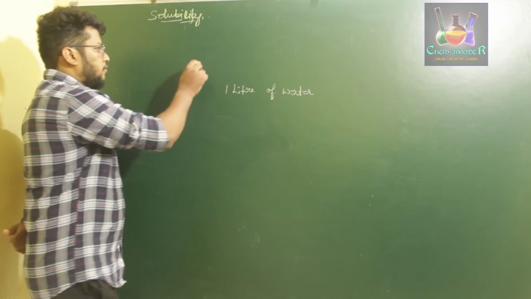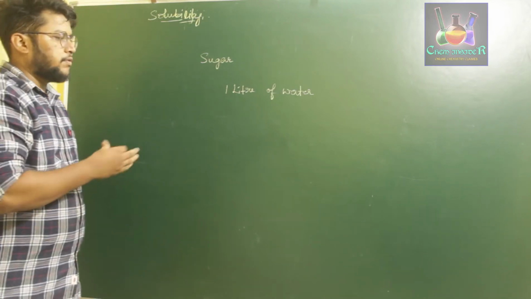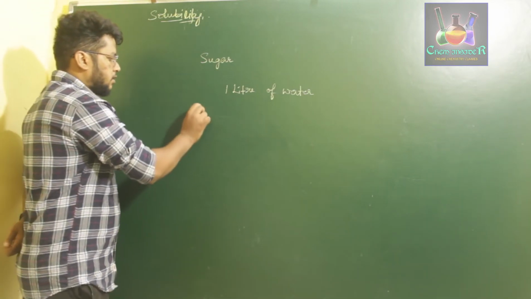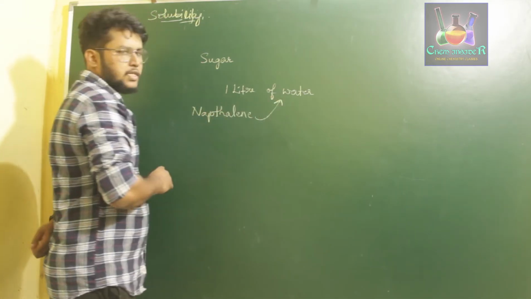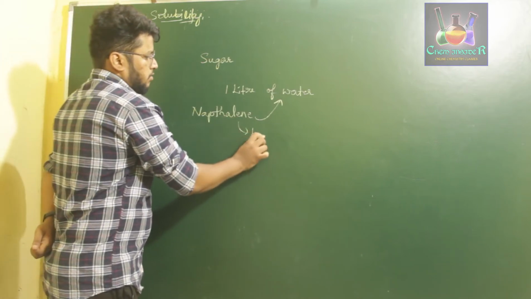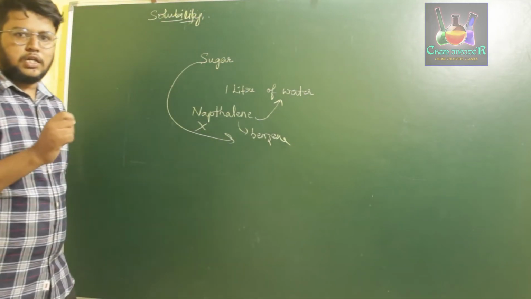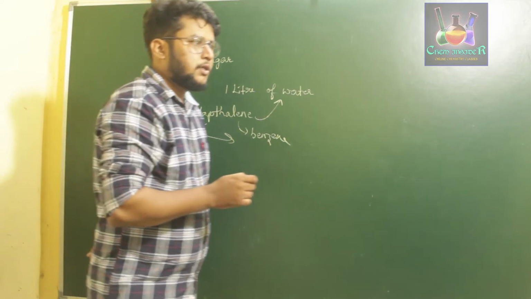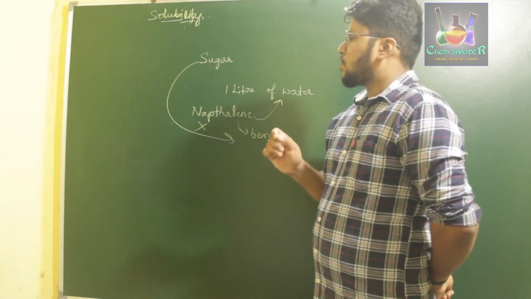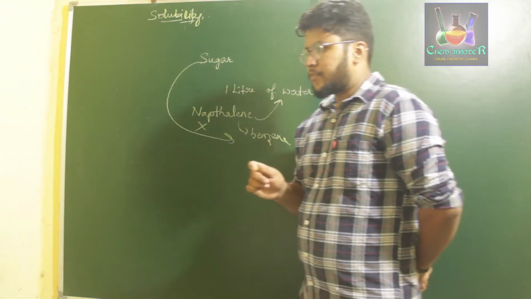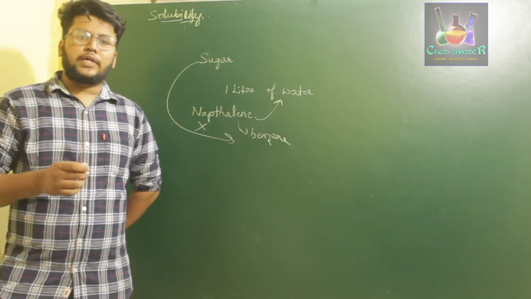For example, if you consider sugar as a solute, sugar can dissolve in water. But if you consider naphthalene as your solute, it does not dissolve in water. Similarly, naphthalene dissolves in benzene, but sugar doesn't. So clearly certain solutes dissolve in certain liquids, and not all solutes dissolve in a given liquid. The solubility of a given substance can be classified into two types: solubility of a solid in a liquid and solubility of a gas in a liquid.